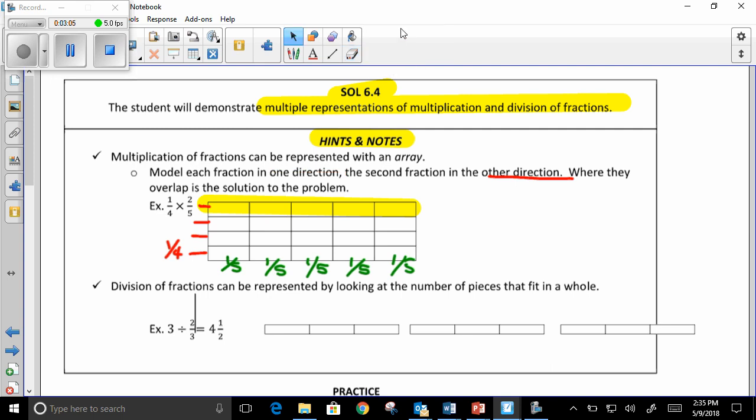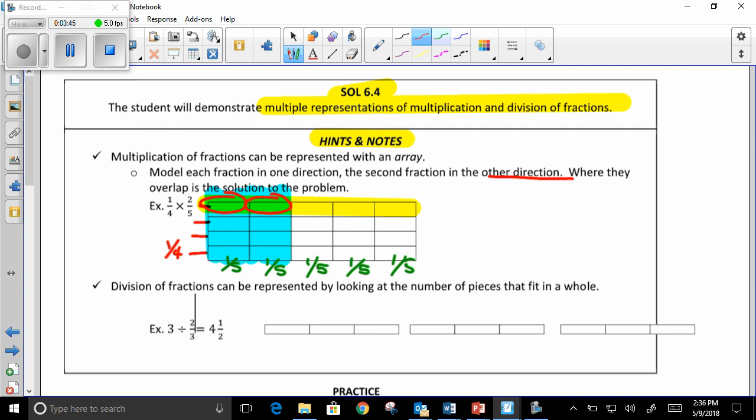All right, so now I'm going to shade in 2/5. So I'm going to look at the columns. They are in fifths. So I'm going to use a different color so that you can see that. So let me pick the blue, and I'm going to shade 2/5. All right, there's 1/5. Now 2/5. Okay, so I shaded in 1/4 in one direction, 2/5 in the other direction. And then what do they both share? Where do they overlap?